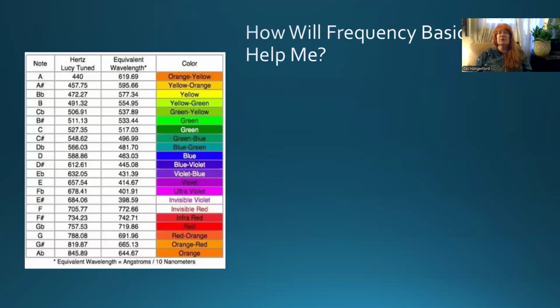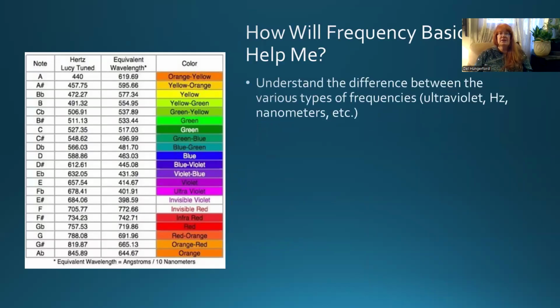And how will Frequency Basics help you? Here are some ideas that I have found. You're going to understand the difference between the various types of frequencies on the frequency spectrum: ultraviolet, hertz, infrared, radio frequencies. There's all kinds of frequencies. This particular chart here shows a comparison of hertz, which are musical frequencies, and nanometers, which are color frequencies.